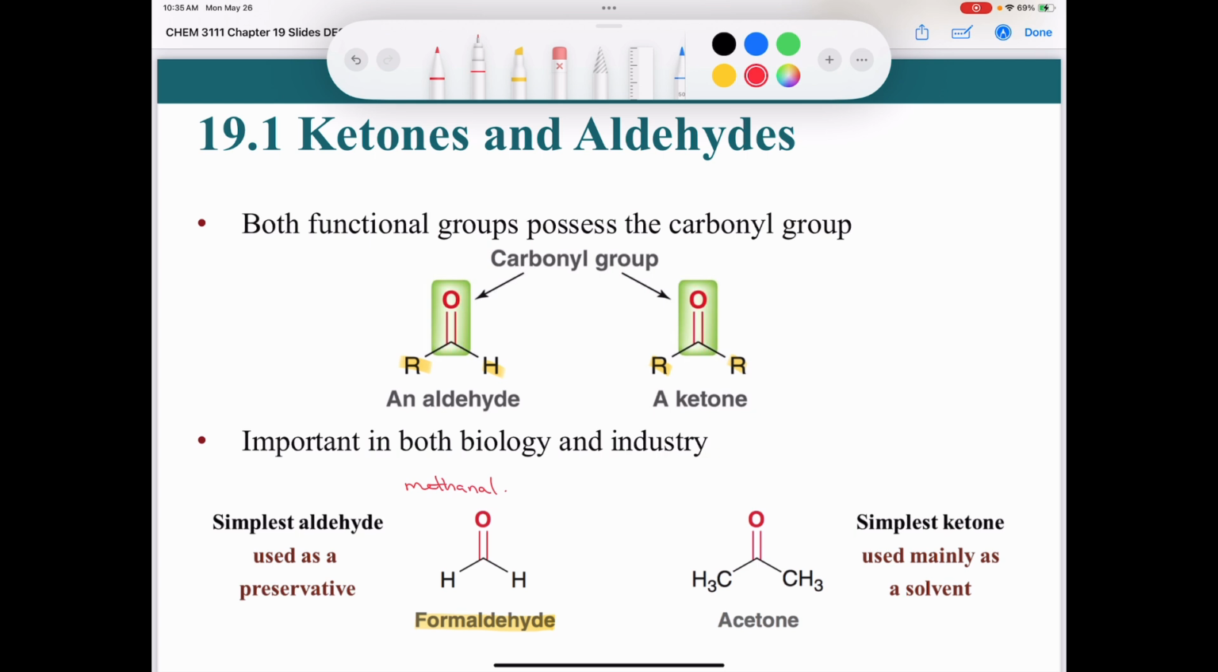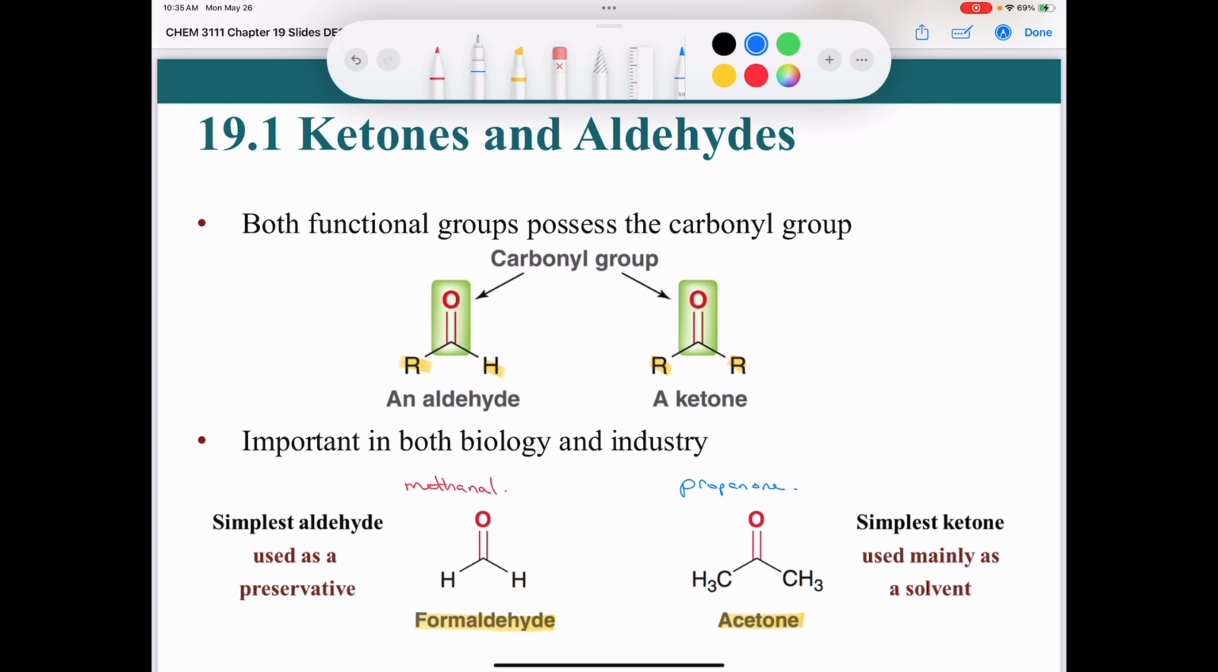And then acetone. Acetone is actually the simplest ketone. Think about it. The simplest ketone has to have at least 3 carbons, and acetone has 3 carbons in it. And the systematic name for acetone would actually be propanone. So propanone, okay? And acetone is the major component of nail polish remover.